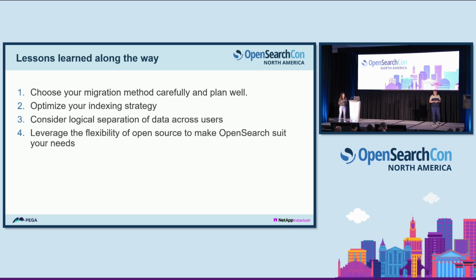The second, I would say, was the way Pega works is it generates a lot of small indexes, but the volume of those indexes is very high. So we, again, partnered with the NetApp Instaclustr team to aggregate all these indexes. So this had a better performance for us.